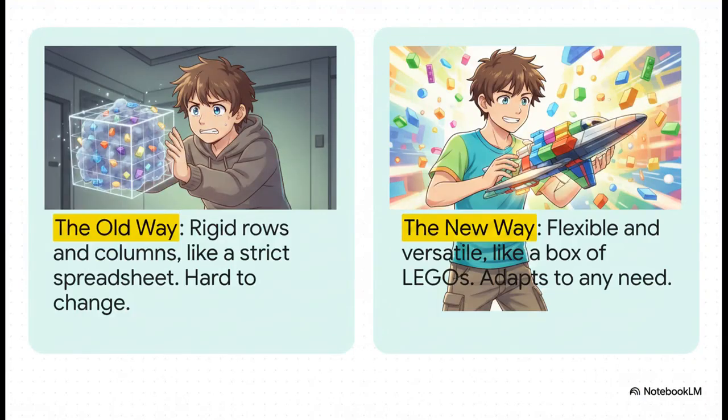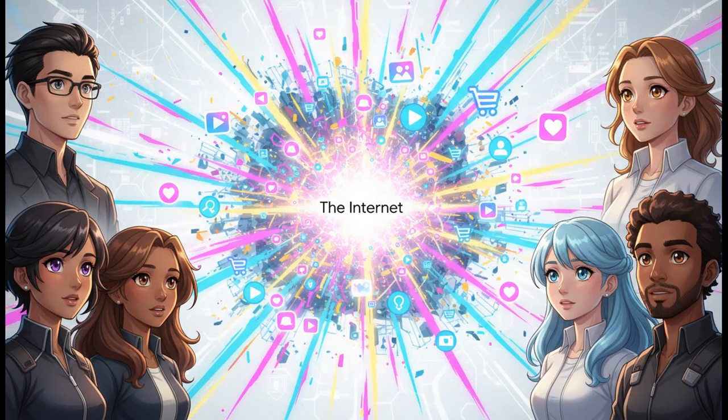All right, so let's get into it. And to really get the new way, you've got to understand the old way first. Traditional databases were like a super, super strict spreadsheet. Everything had its place, right? Neat little rows, neat little columns. But the modern web is, well, it's messy. And trying to cram all that messy data into a rigid box, that's like trying to build a killer spaceship using only the boring square Legos. It just doesn't work. And really, that's the core of the problem.